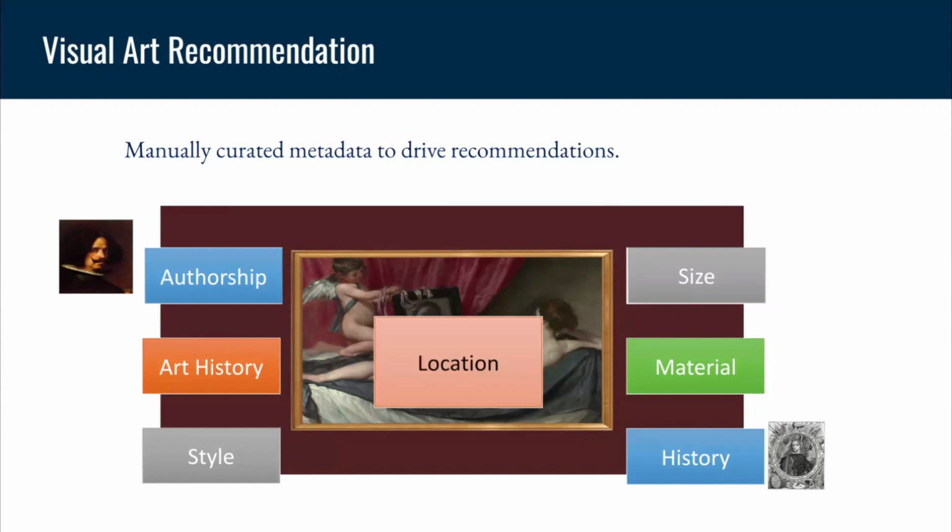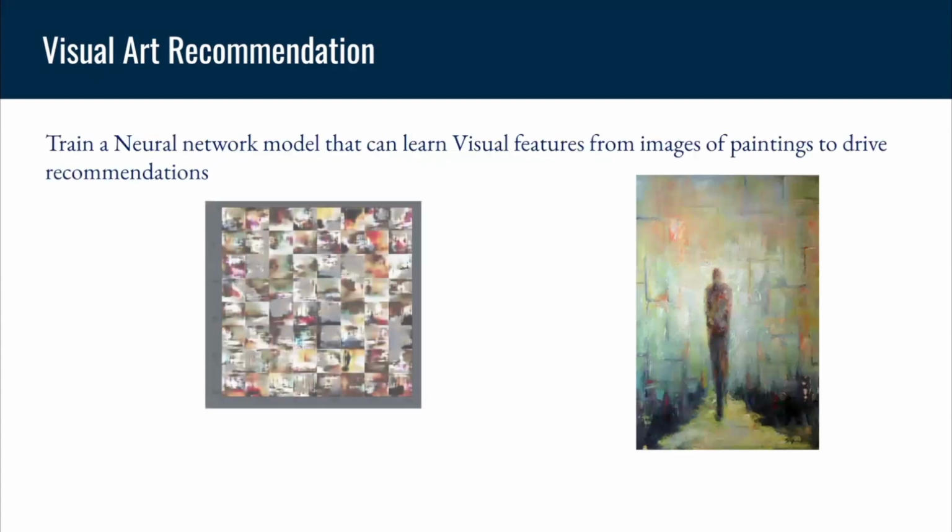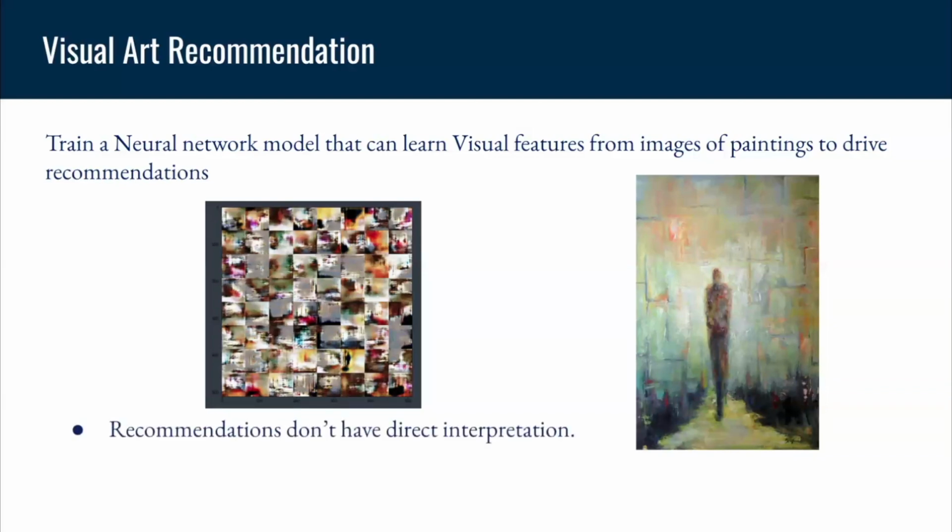So eventually, with the arrival of deep learning, people started to use feature extractors like convolutional neural nets to learn representations that would look something like this. These were really good at capturing visually similar art pieces, but it was quite difficult because recommendations from CNNs don't really have direct interpretation, especially for human understanding.